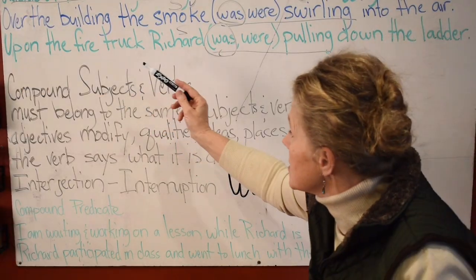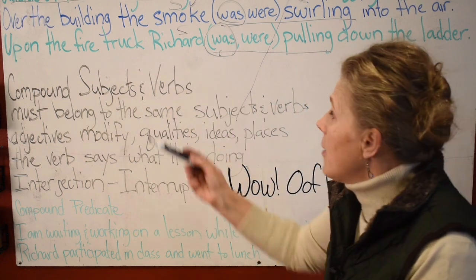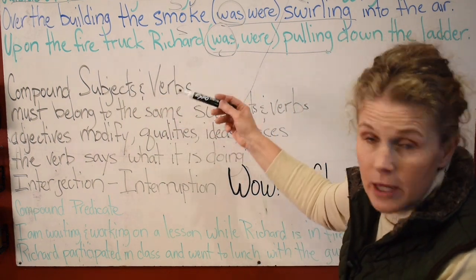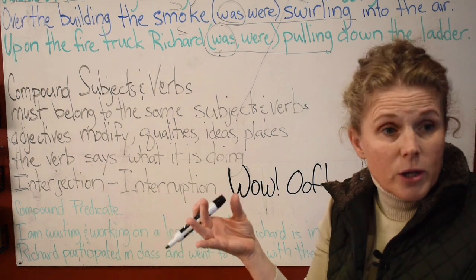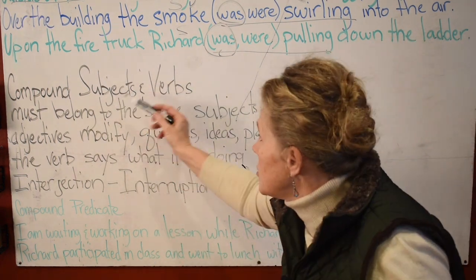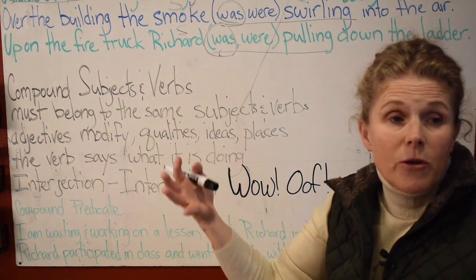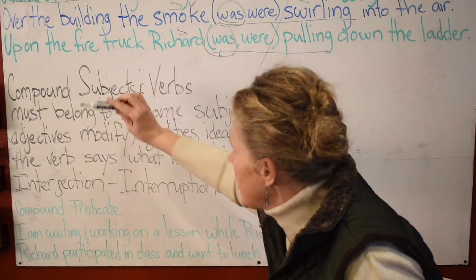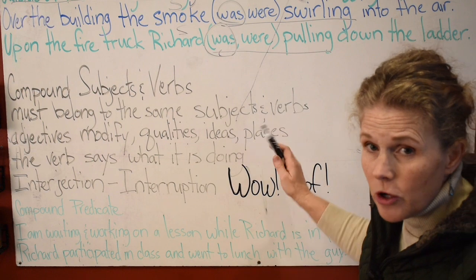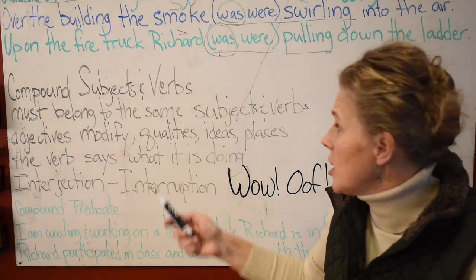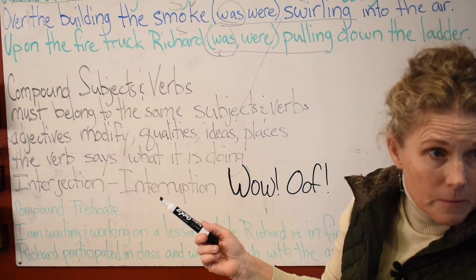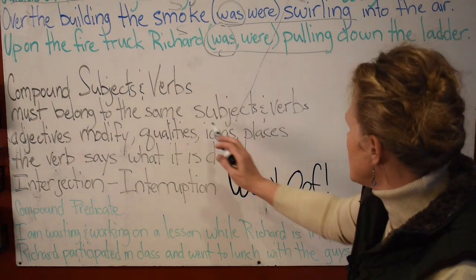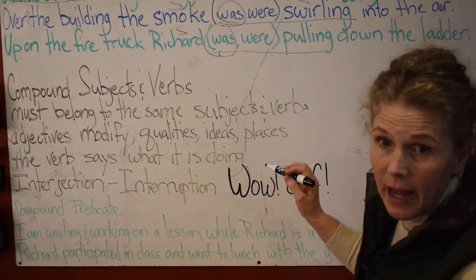And your compound subjects and your verbs. Now, that means it's going to be the simple subject and your simple verbs. So compound means that you can have 2 or more subjects or 2 or more verbs, and they have to match up with the subjects. The verbs have to match up with the subjects, and the subjects have to match up with the verbs. Doesn't matter how many you have, they just mean that you have 2 or more. That's all it means. But they must belong to the same subjects and verbs. They have to belong together.